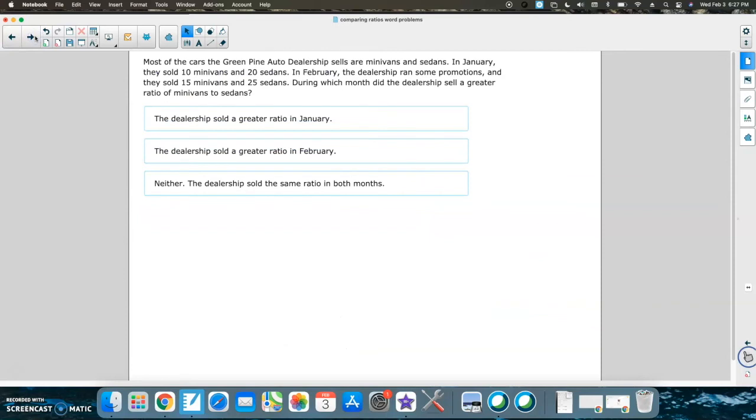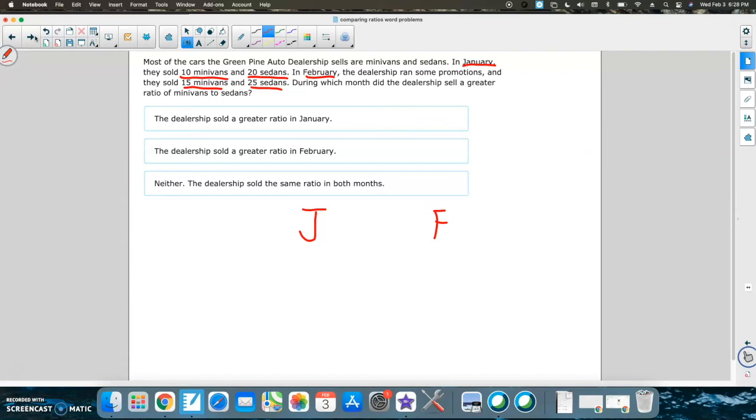This one I want you to try on your own, but I'll still read it to you. Most of the cars at the Green Pine Auto Dealership sells are minivans and sedans. Sedan is like a car. In January, that sounds important, they sold 10 minivans and 20 sedans. In February, sounds important, the dealership ran some promotions and they sold 15 minivans and 25 sedans. During which month did the dealership sell a greater ratio of minivans to sedans?